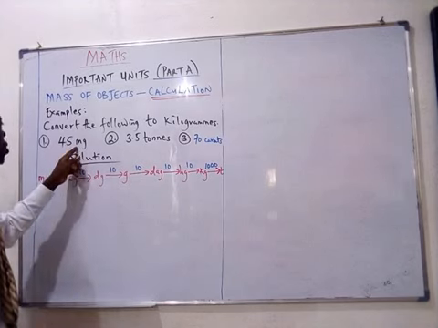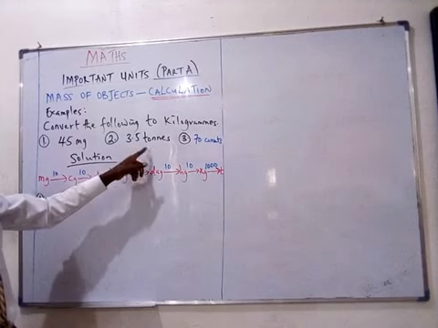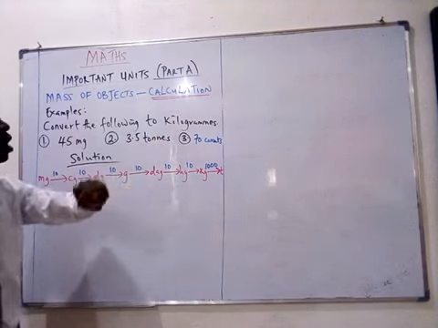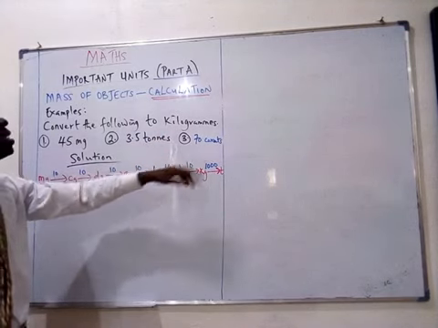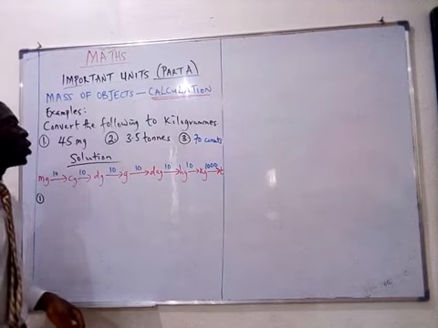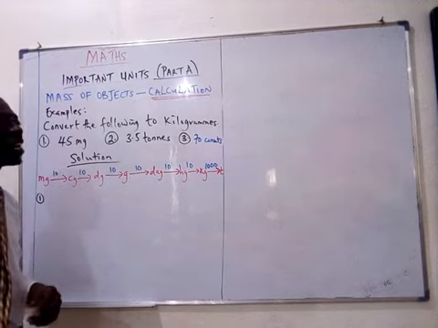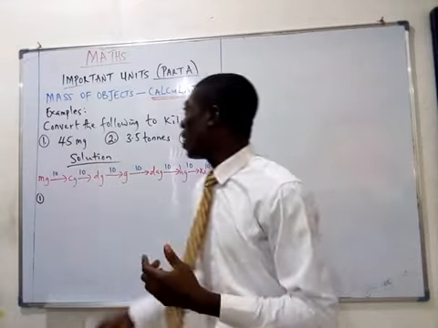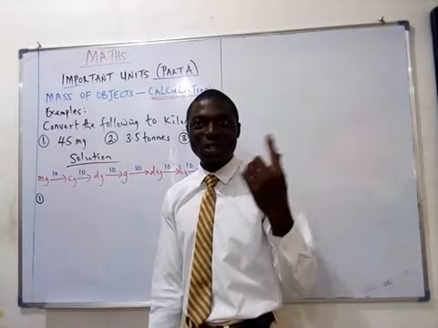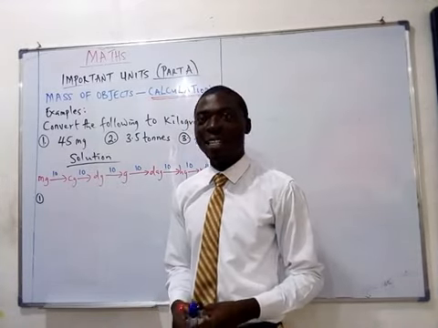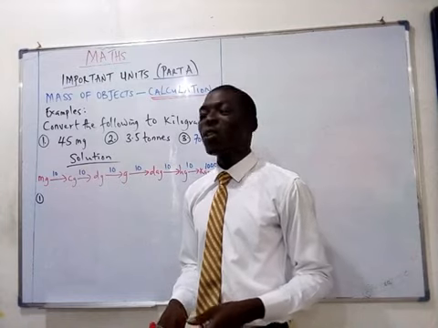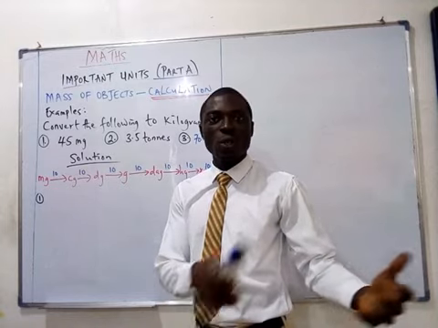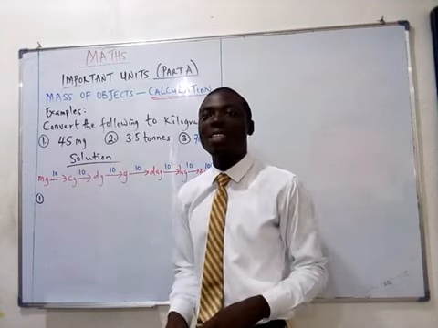kilograms. And then next one, convert 3.5 tons to kilograms. And then the last one, convert 70 carats to kilograms. Yes, there is a unit of mass that I did not mention in the other video, and it is called carat. A carat is simply 200 milligrams. 200 milligrams will give you 1 carat.